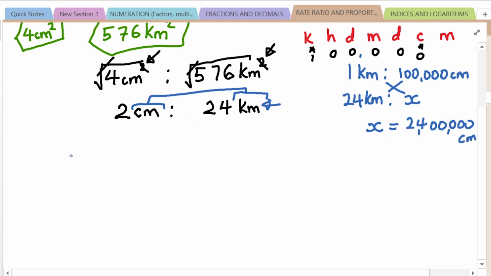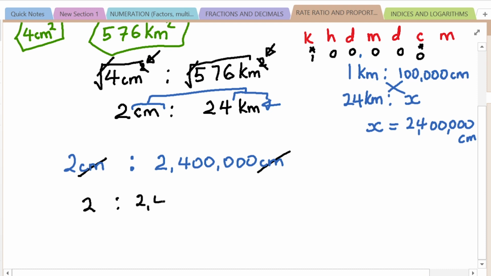So in other words, here it's going to become 2 centimeters is now equivalent to the 24 kilometers which we have converted, and they've turned out to be 2,400,000 centimeters. So you realize that these centimeters and those centimeters will cancel out. So this becomes 2 to 2,400,000.